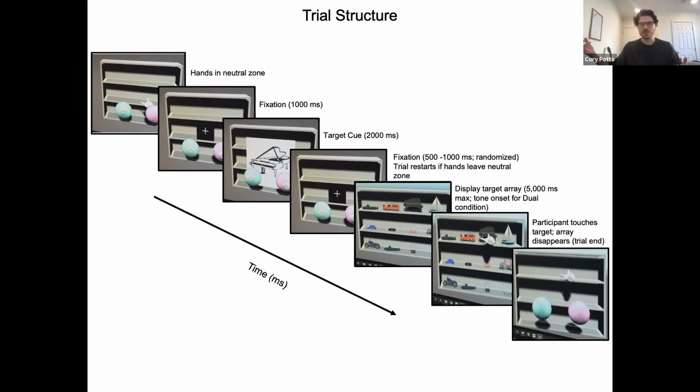Do you guys have any questions about the trial sequence? Okay. So there were 48 trials per block. There were 8 experimental blocks in total.